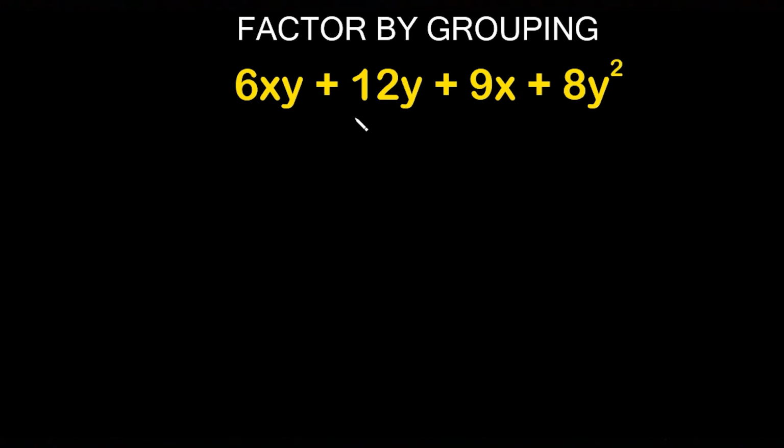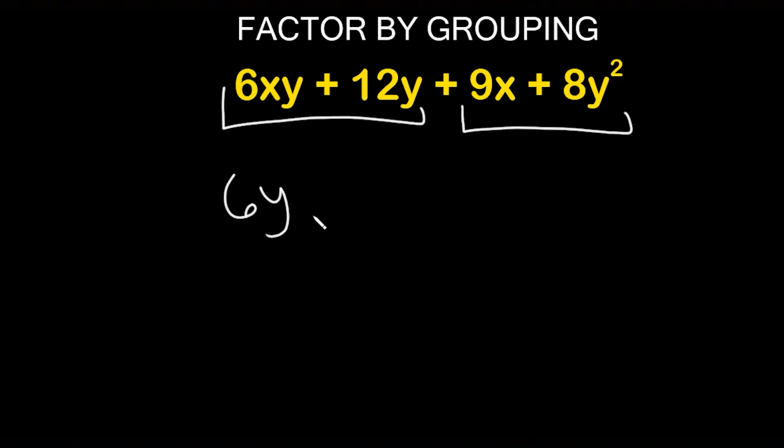So here's my next example, a little bit different because I have a combination now of variables. I have x and y, and I even have this y squared over here, okay? But I do have 4 terms, so let's try to group them together. Group together the first 2, and then I'm going to group together the last 2. And then what can I pull out between my first 2 terms? I can pull out a 6 and a y. So 6y, and then in parentheses I'll have x, and then plus 2.